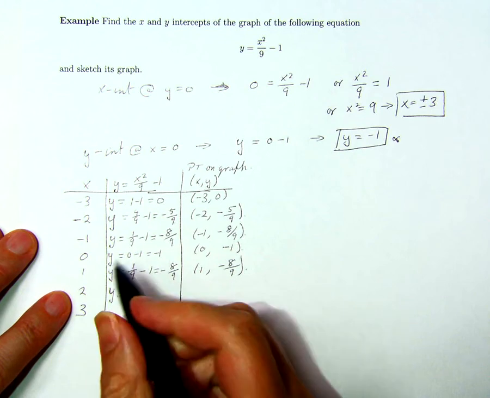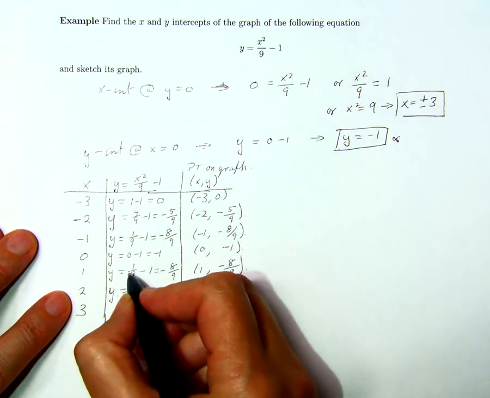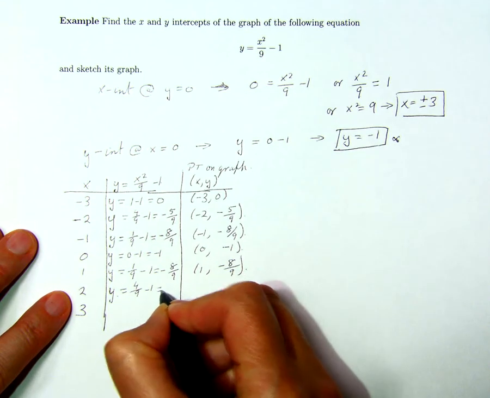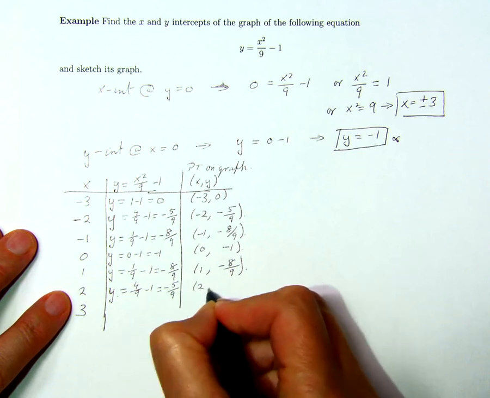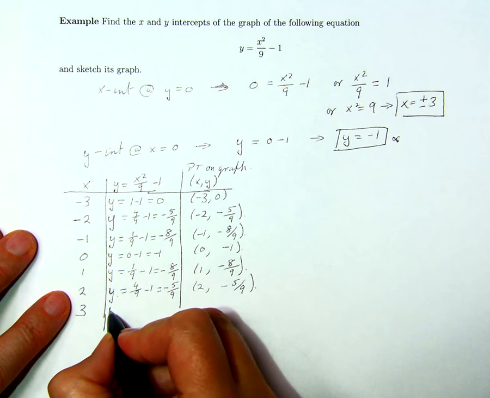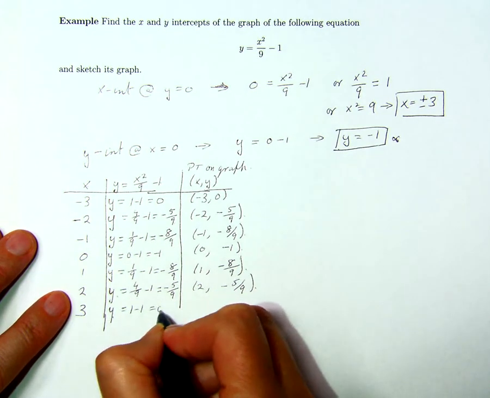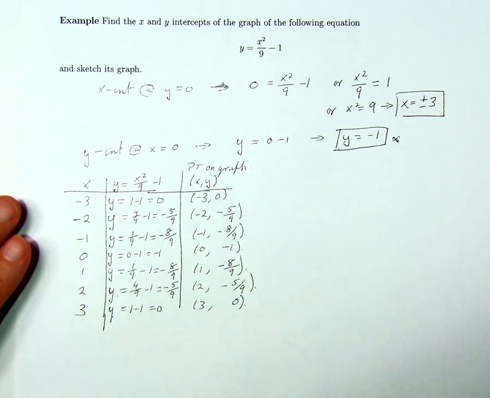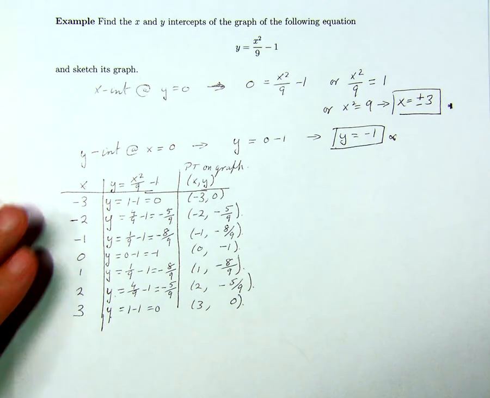When x equals 2, I'm going to get the same answer as when x was negative 2. y is 4 over 9 minus 1, which is minus 5 over 9. So the point 2, minus 5 over 9 is on the graph. And when x equals 3, y equals 1 minus 1, which equals 0. So the point 3, 0 is on the graph, which isn't really news because we knew the x-intercepts were at plus and minus 3.